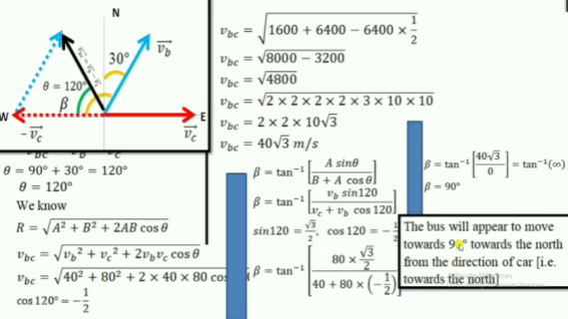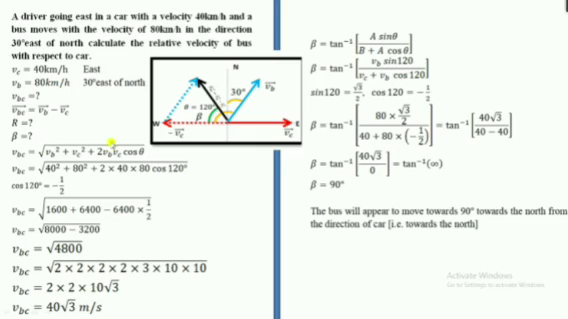So the bus will appear to move towards the north, because if you draw 90 degree from here, it will go towards the north. So bus will appear to move towards the north, and the speed of the bus is 40 root 3 meter per second for the car. So this is the same question done in one page, you can pause and copy. And similarly you can try this question.